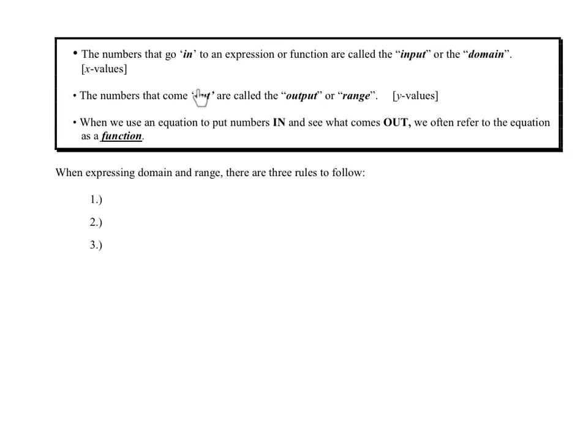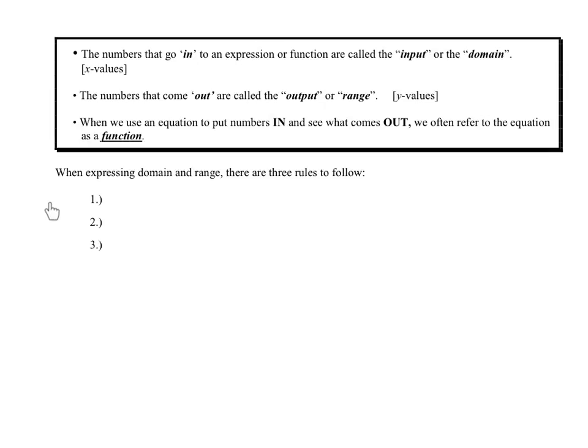The numbers that we got out are called our output, or in this case, our range, not to be confused with a range where you subtract the smallest from the largest. When we put domain and range in the same sentence, domain means x, range means y. So we use the equation to put in and see what comes out. We often refer to the equation as a function. Later in algebra, we're going to talk about functions like it's our job.